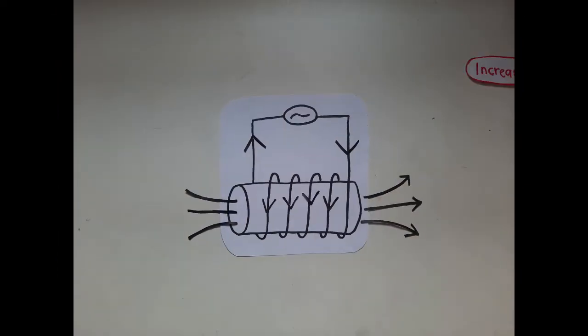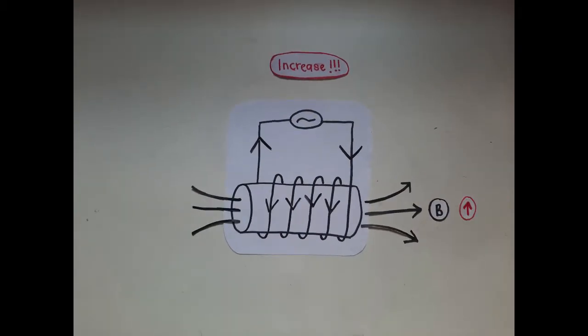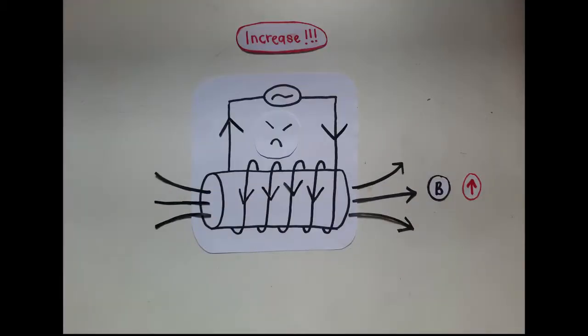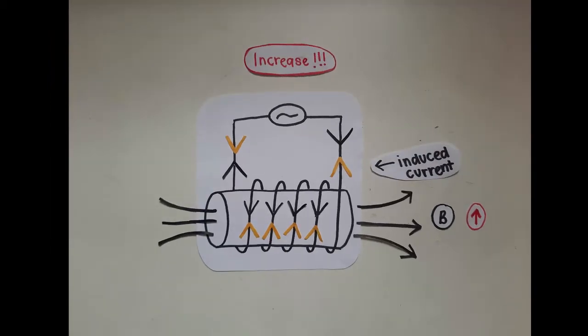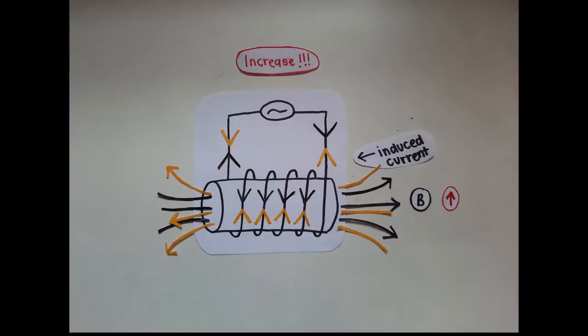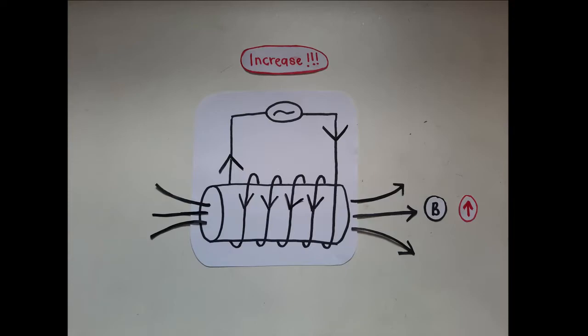Let's start with increasing the current. When you increase the current, your B also increases. So the solenoid will be mad. It doesn't like this change, so it will produce an induced current opposing the direction of the current inside the solenoid. Therefore, when you have an induced current, there will also be a magnetic field, which will be opposite to the direction of the magnetic field of the original current, not the induced current.